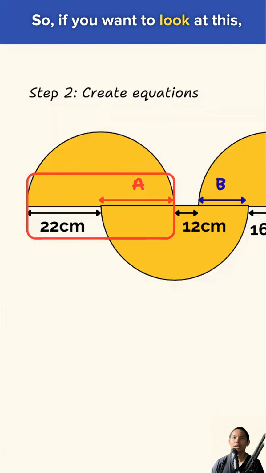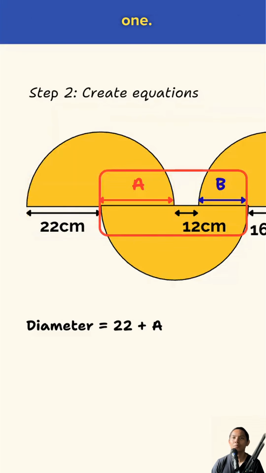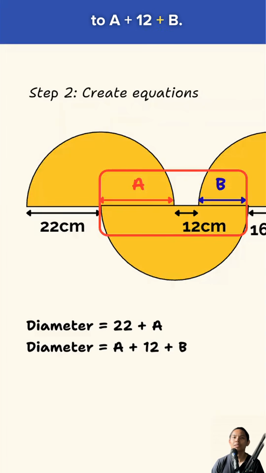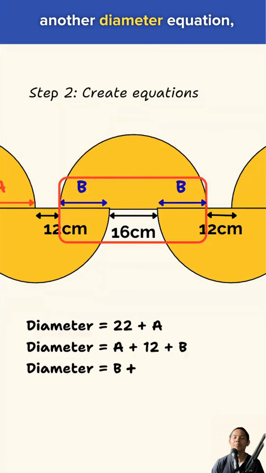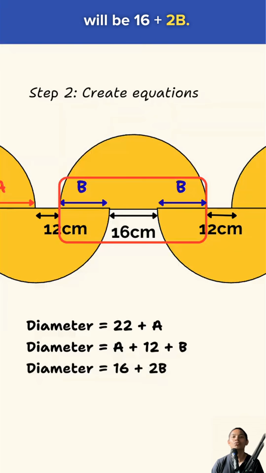If you look at this, this is the diameter of the semicircle. So we will say diameter is equal to 22 plus A. Let's move on to the other one. We have diameter equal to A plus 12 plus B. Then if we move to the middle, we also have another diameter equation, which will be B plus 16 plus B. If we simplify it, it will be 16 plus 2B.